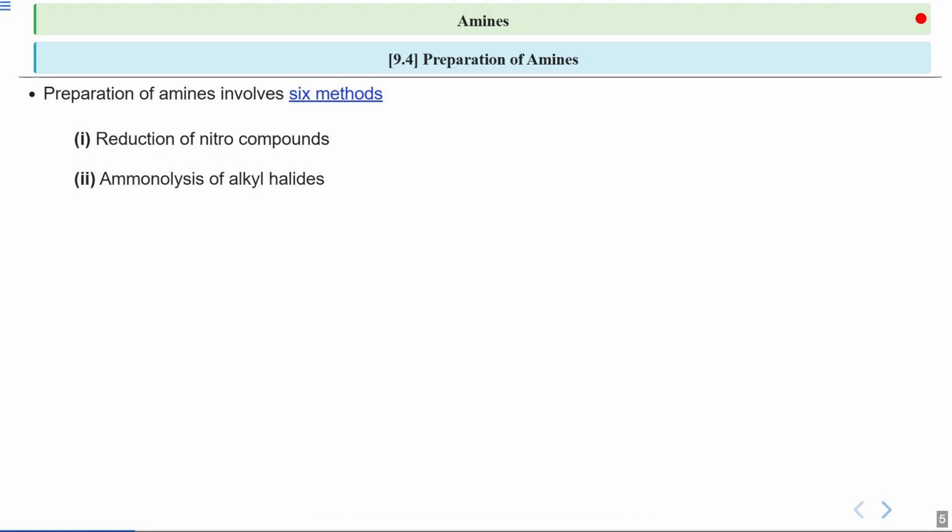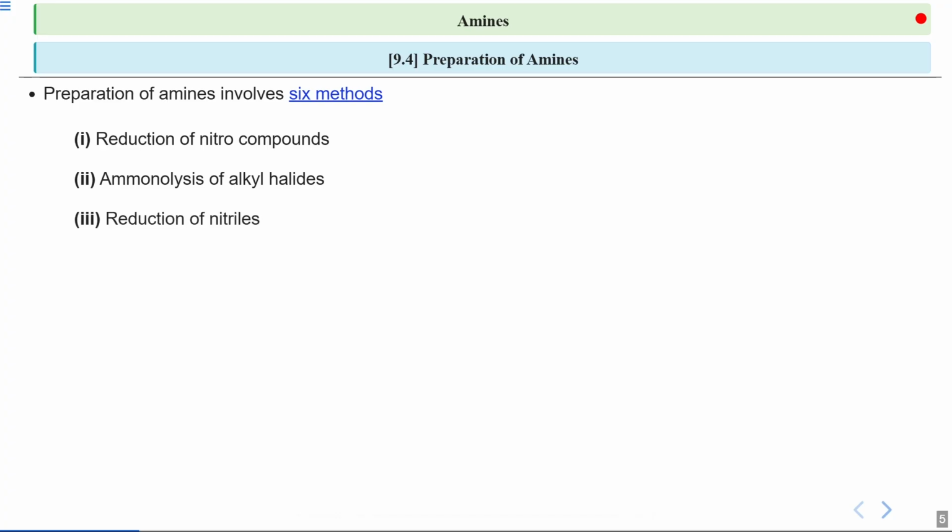Next is ammonolysis of alkyl halides. What happens in this method? In this method, an alkyl halide, it reacts with ammonia, replacing the halogen atom with an amino group, okay.